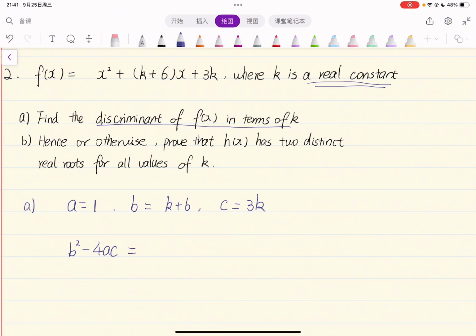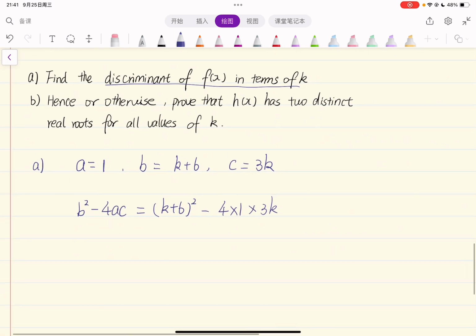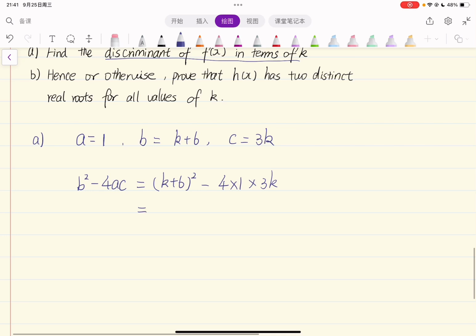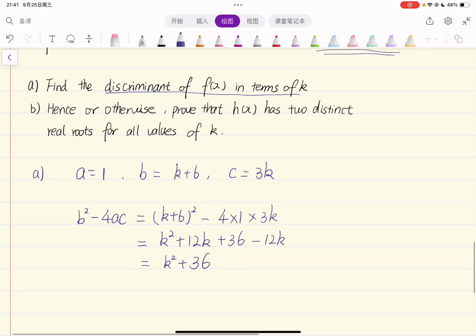So we substitute the numbers into this expression. We get k plus 6 squared minus 4 times 1 times 3k. And then we do the calculation. That is k squared plus 12k plus 36 minus 12k. We have k squared plus 36. So that is the discriminant of f(x) in terms of k.